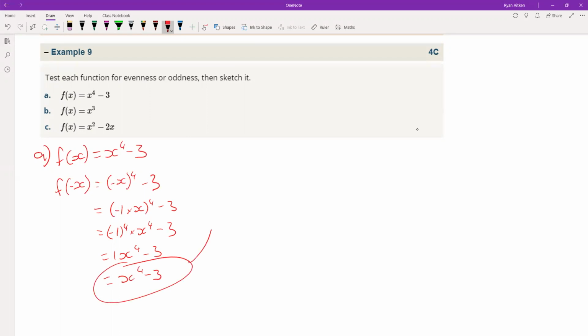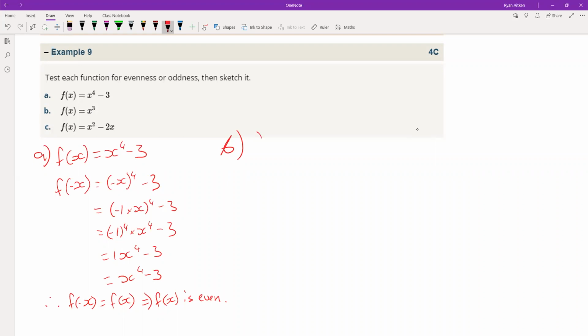This is the same as this. Therefore, f of negative x equals f of x, which implies f of x is even. I'm not going to go into this much detail for all the other ones. It's a bit trivial, but that's the whole thing there. Part B. It's even or it's odd. That one's even.